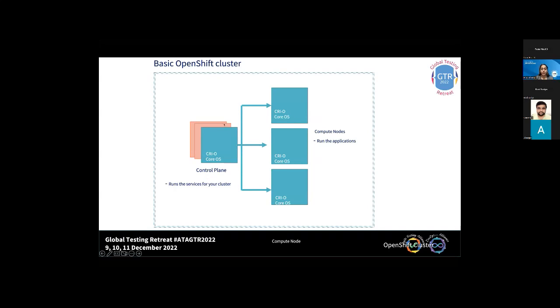And what you see in the back, the orange ones, are to maintain the HA availability. So you may have two master nodes, but three master nodes, or control planes, are actually what OpenShift suggests as well. On the right, you see the compute nodes.